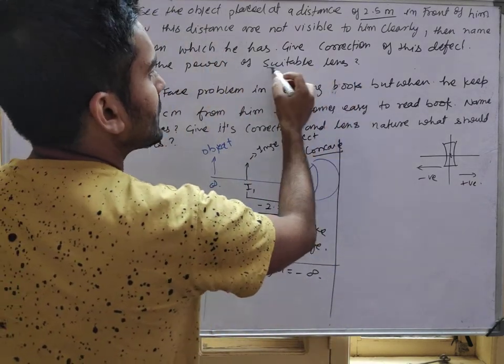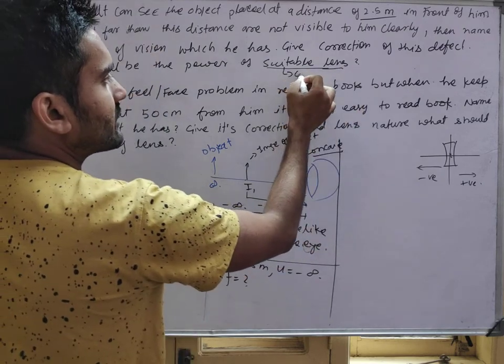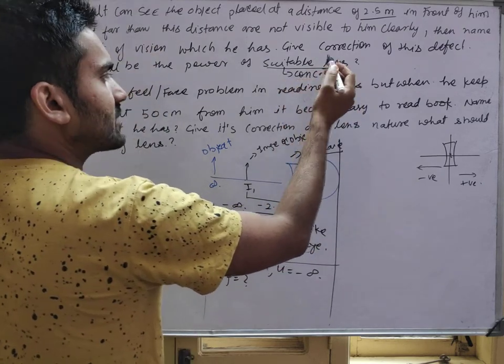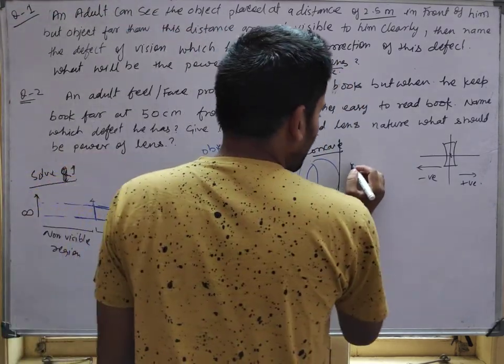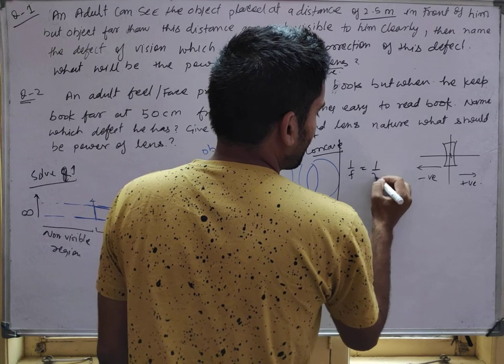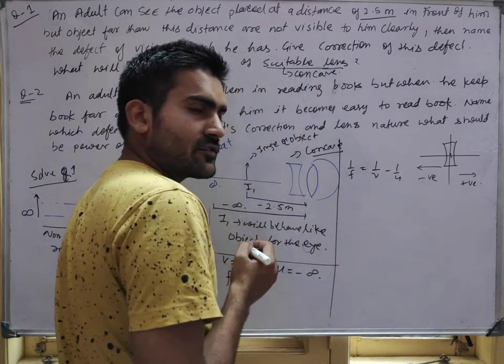Suitable lens. The suitable lens is what? This is the concave lens, right? Because it is short-sightedness, we will use a concave lens here. Okay, the focus we can find from here. So 1 upon f is equal to 1 upon v minus 1 upon u. This is the lens formula, right?